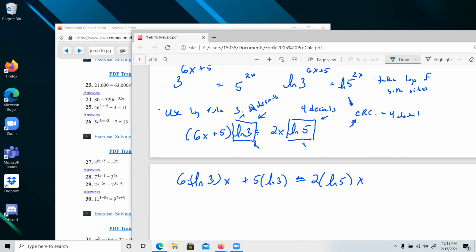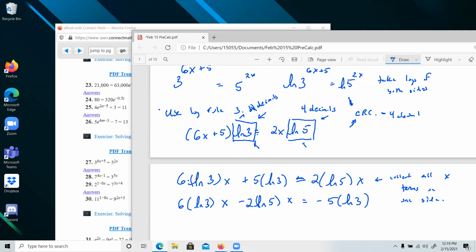Right? Now the goal here is we want to collect all x terms on one side. So what's going to happen here is we're going to have 6 ln 3x minus 2 ln 5x, and I'll put this on the other side. Okay, so it's going to be negative 5 ln 3.